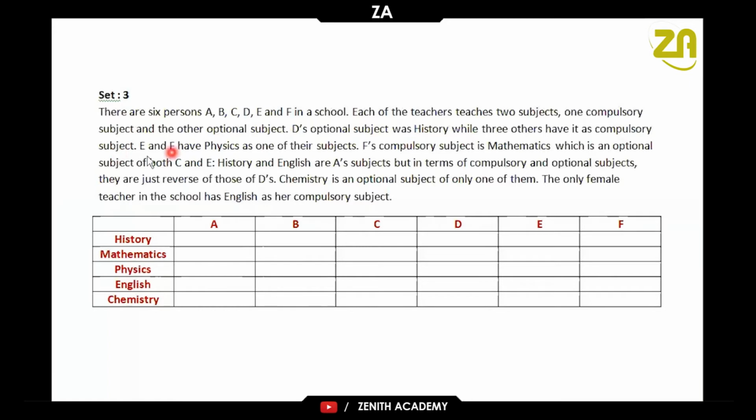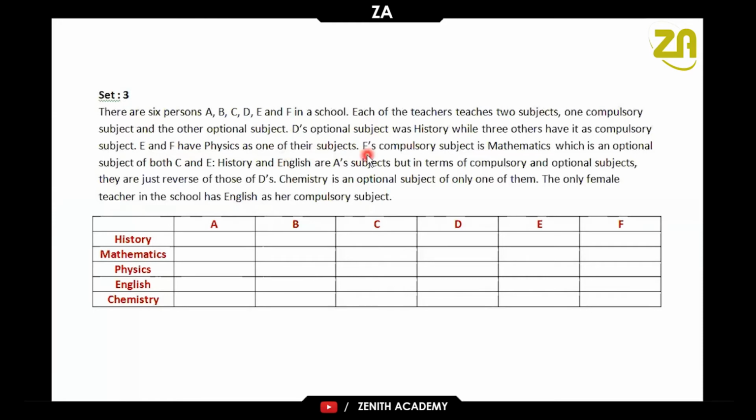Further, E and F have physics as one of their subjects. Look here, E and F have physics as one of their subjects. So half information is direct, but the other half is indirect. What do I mean? It is very simple. You don't know here whether physics is E's and F's compulsory or optional subject. So that is why half information is direct and half is indirect.